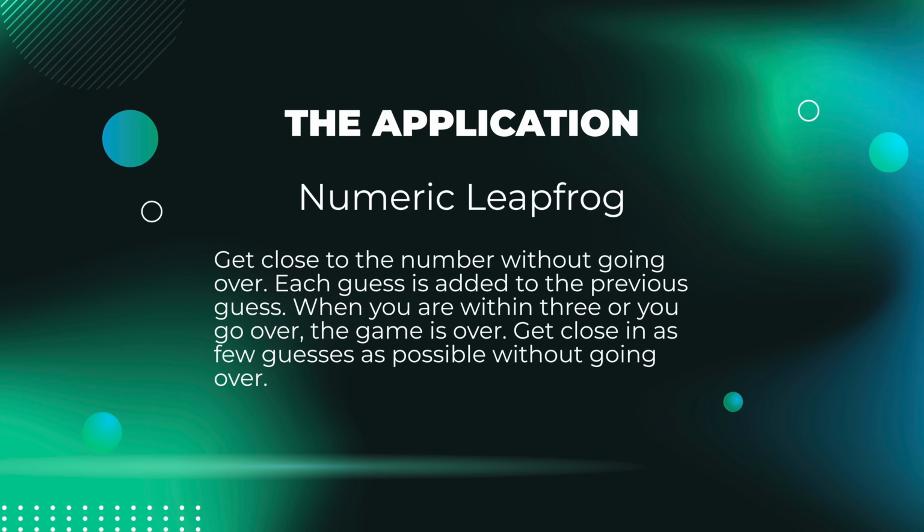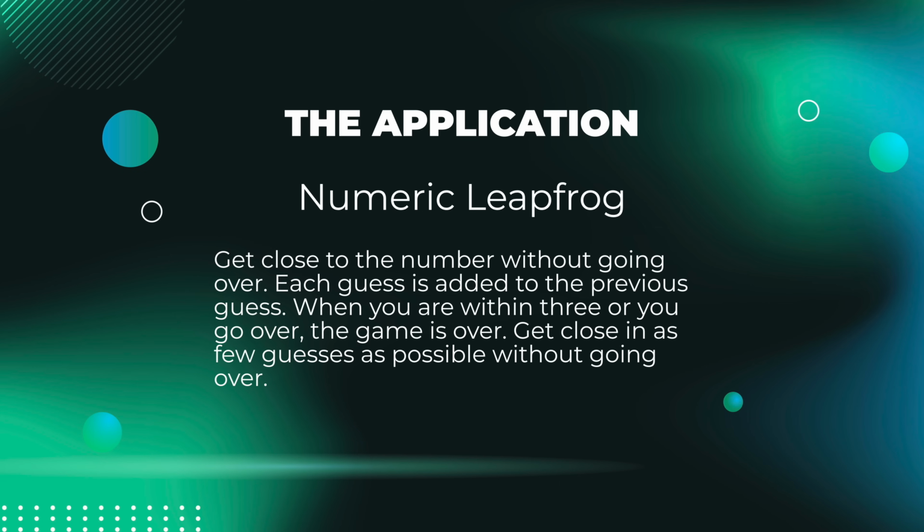I want you to get close to a number without going over. So you're going to guess a number and you want to get close to the number I'm thinking of. So if I'm thinking of 15 and you guess 5, well, you're not very close, but you'll get another chance. Each guess is added to the previous guess. So if you guessed 5 and then you guess 8, well, that will get you to 13. Okay, so now you're at 13 because 5 plus 8 is 13. When you're within 3, which you are now, the game is over. Or if you go over, the game is over.